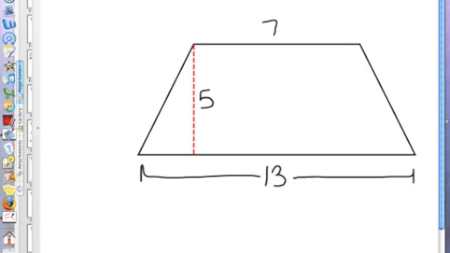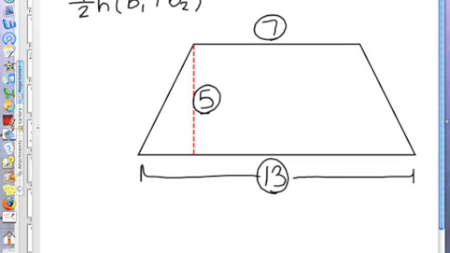So this is a trapezoid, so my formula is 1/2 height times base 1 plus base 2. Okay? I know the height, and I know the two bases. Do I need to figure anything else out? Nope. I'm ready to go. That was very straightforward, very easy. I know the things that I need. I'm going to plug them in.